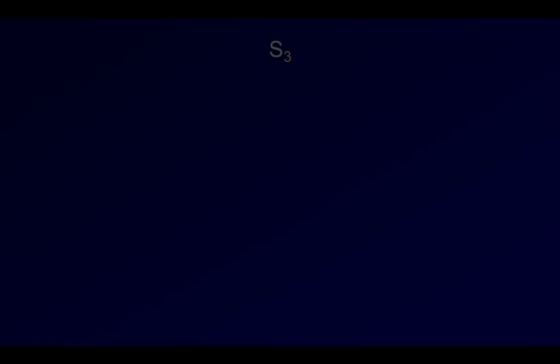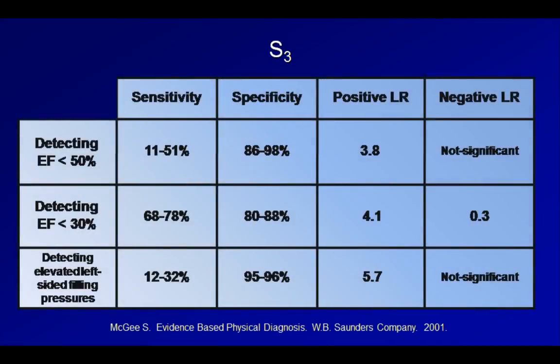One source of information on the diagnostic utility of S3 can be found in a chapter from Steve McGee's excellent textbook, Evidence-Based Physical Diagnosis. McGee summarizes a varied group of studies and combines together their data to provide pooled likelihood ratios for several measures of heart failure based on the presence or absence of an S3. This statistical technique has some important limitations, but nonetheless, here is the relevant subset of his data.